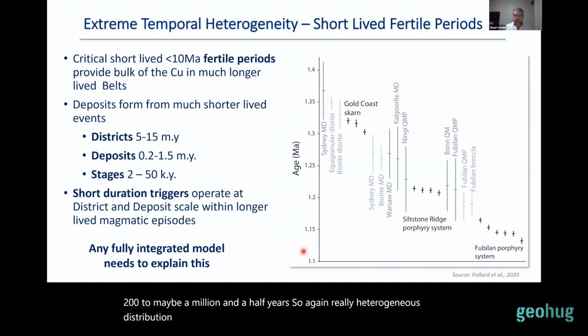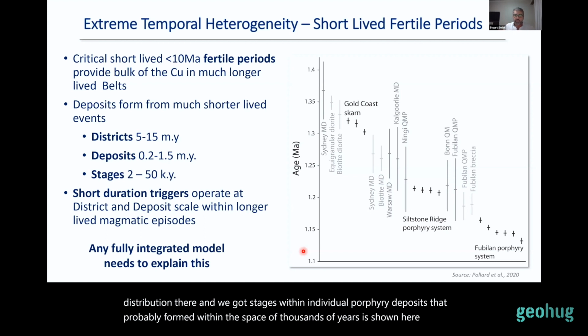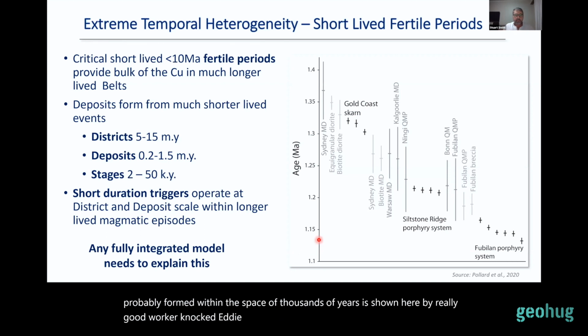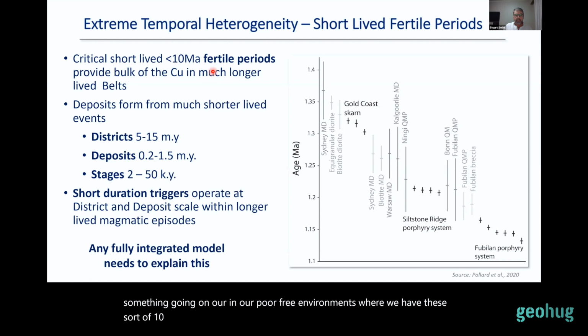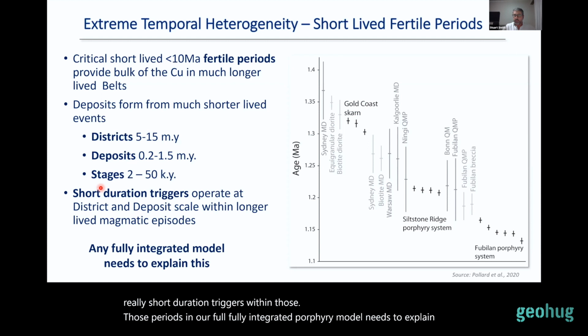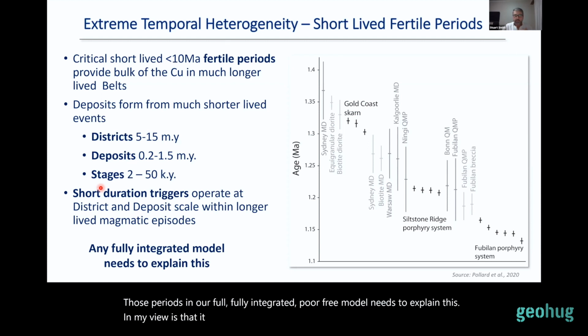And we've got stages within individual porphyry deposits that probably form within the space of thousands of years, as shown here by really good work at Ok Tedi by Peter Pollard and others recently. So there's something going on in our porphyry environments where we have these roughly less than 10 million year fertile periods, and then really short duration triggers within those periods. And a fully integrated porphyry model needs to explain this. My view is that it probably doesn't explain these very well at the moment, and that's a hindrance to exploration.